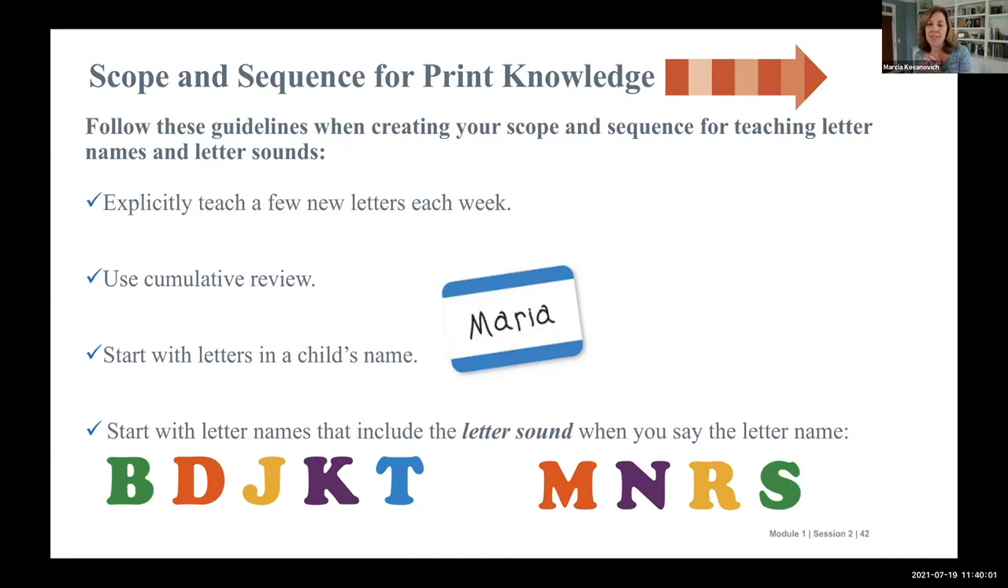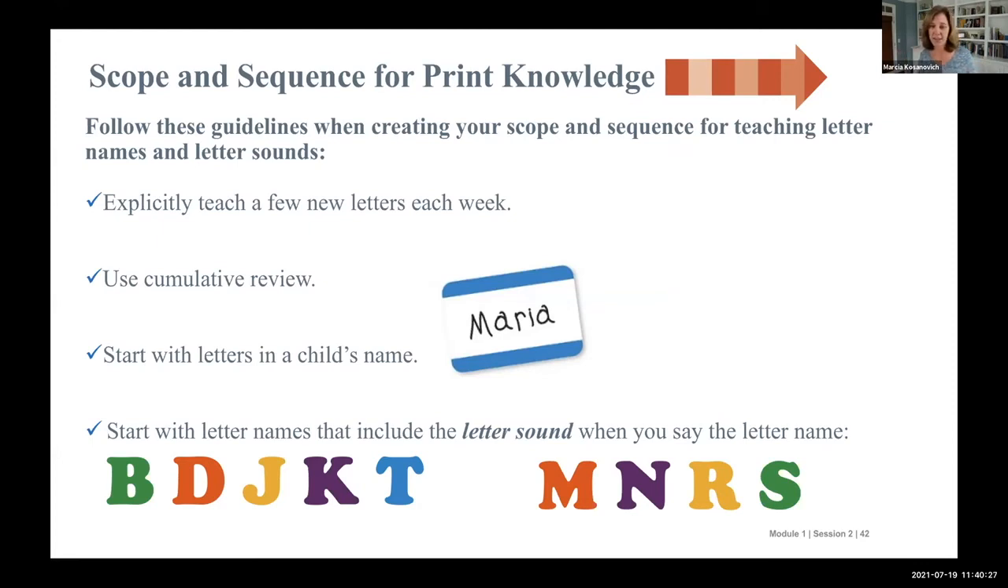If cumulative review is not used, children are not provided with the multiple practice opportunities needed to solidly learn a skill or concept. So be sure that after you explicitly teach a letter, you review it often that day and in future lessons. And then also starting with letters in a child's name, which you all brought up, because they hear their name often and they're interested in their name. So that's a good place to start.